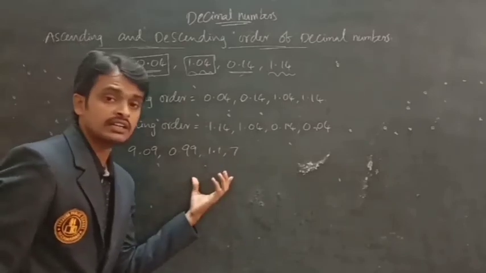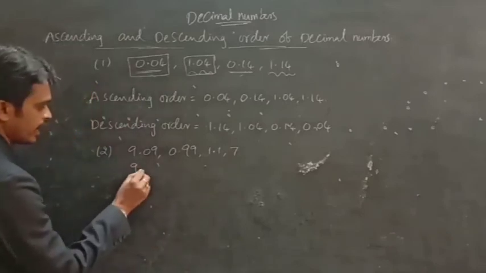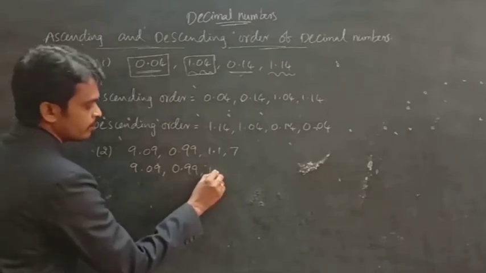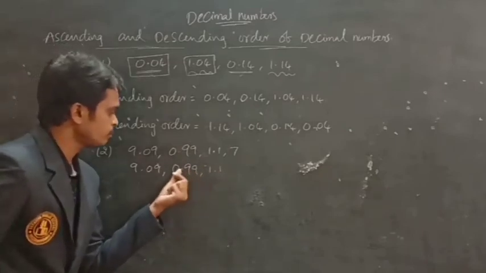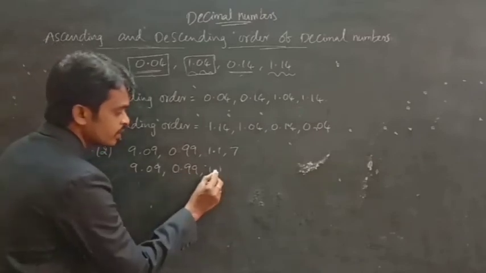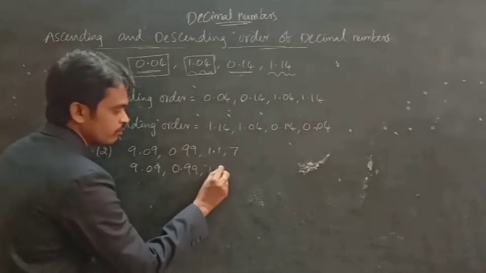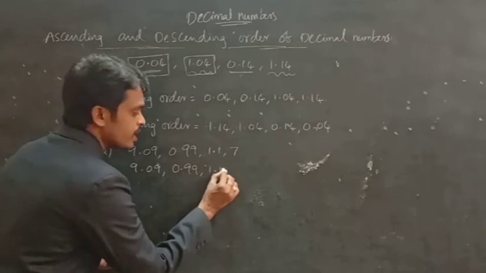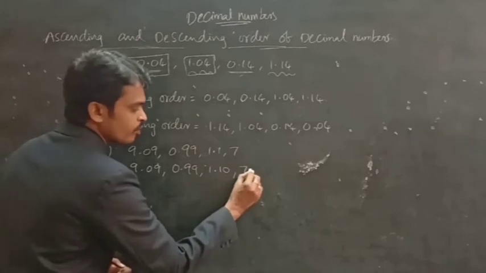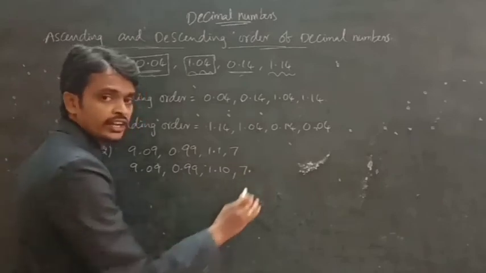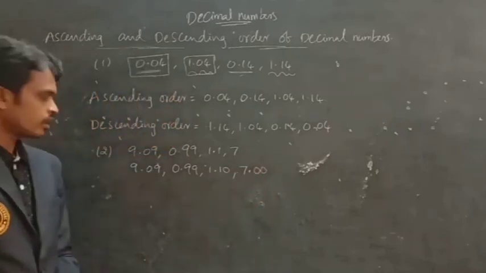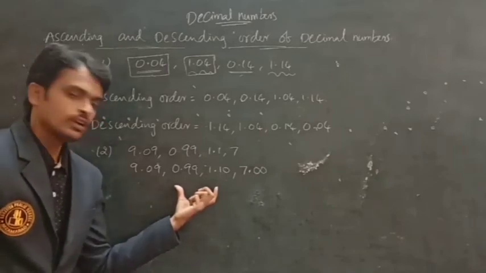So let us make these like decimals first of all: 9.09, 0.99 and 1.1. After the decimal, how many numbers are there? Two numbers. Here after the decimal only one number is there, so we have to replace the missing place with 0. And here after 7 we should put a point. After the point we don't have any number, so we have to replace with zeros. Now we can compare these decimal numbers.